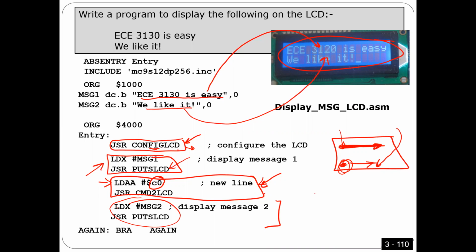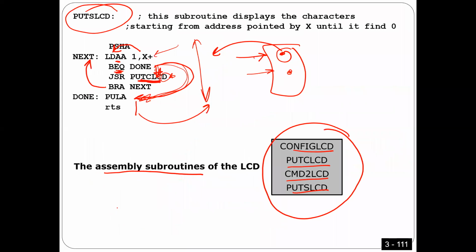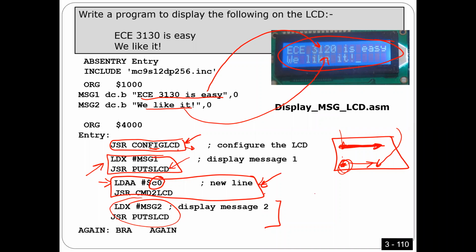So now I am done with the assembly. Now I'm going to move to C. But before I do, I want to make sure it's very easy, very trivial, right? We have just four functions: one configuration, then put string, put character LCD, and then command to LCD. Very easy, right? Any questions, guys?